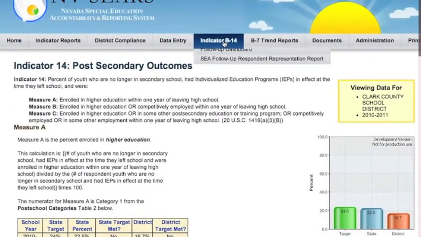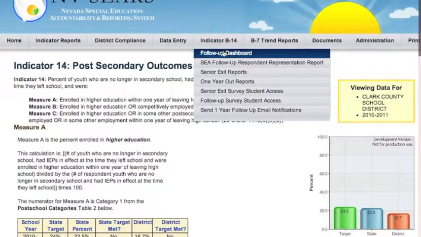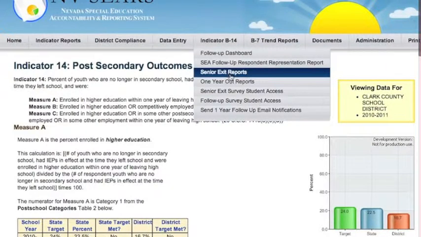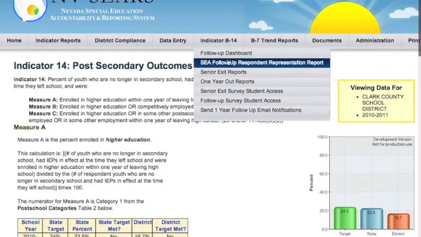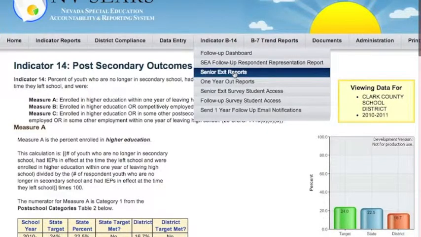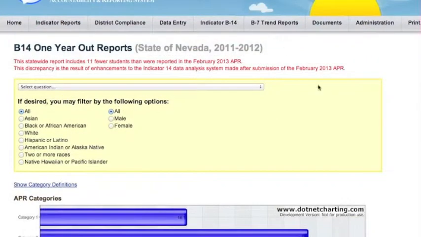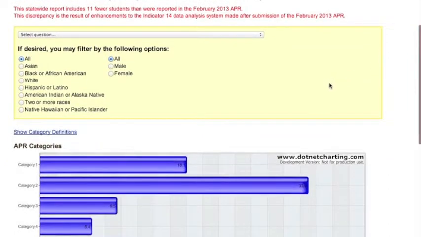So another area in the site that I worked was in several dashboard reports for B14. Some of these are not working quite so well, so I'm going to skip them for the time being, and we're going to look at 1 year out reports. Okay, so here we're seeing our B14 1 year out reports.